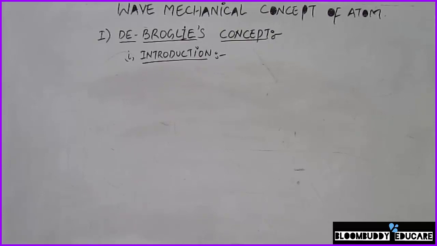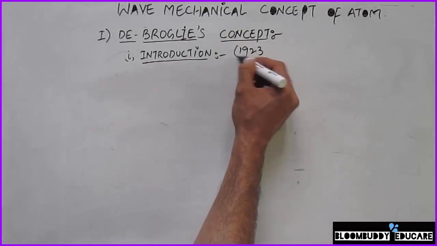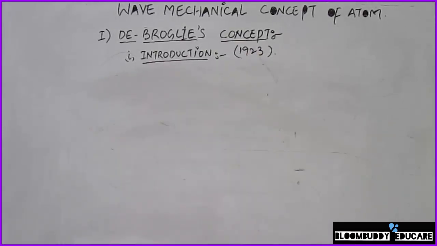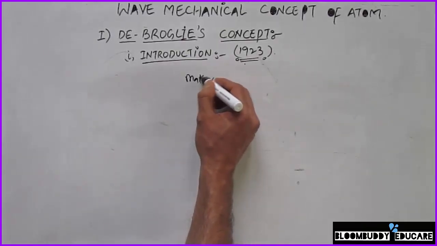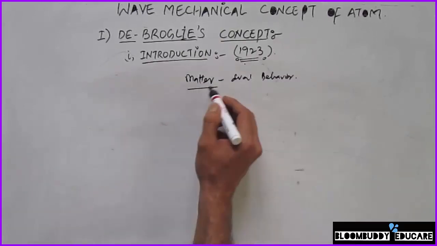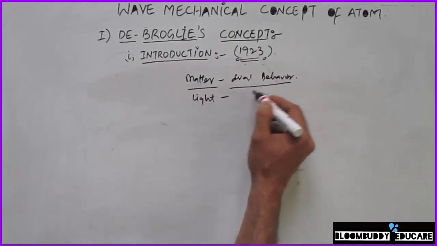So in order to develop a more suitable and general model for atom after Bohr's model that was proposed in 1913, 10 years later in 1923, the dual behavior of matter contributed to the formation of such a model. Now the French physicist Louis de Broglie in 1923 proposed that matter like radiation should also exhibit dual behavior. So matter should also exhibit dual behavior in a similar manner as light has dual behavior.